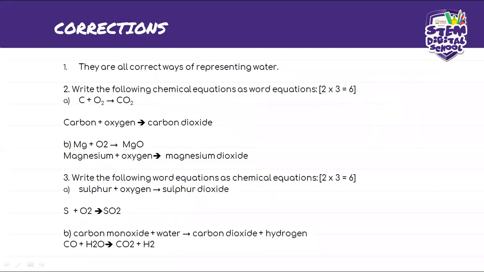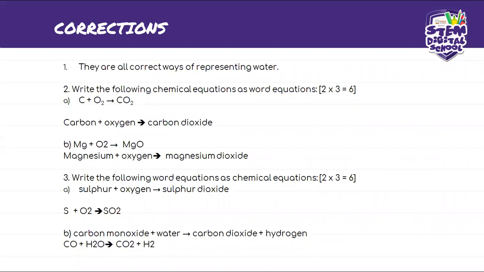All right. Number one, they are all correct ways of representing water. You remember we said we can represent a compound either in symbols or in words or in pictures or even in formula. The formula is the same thing as what? Symbols. So all those things I told you are very simple, but tricky. So question one, they are all correct ways of representing water.